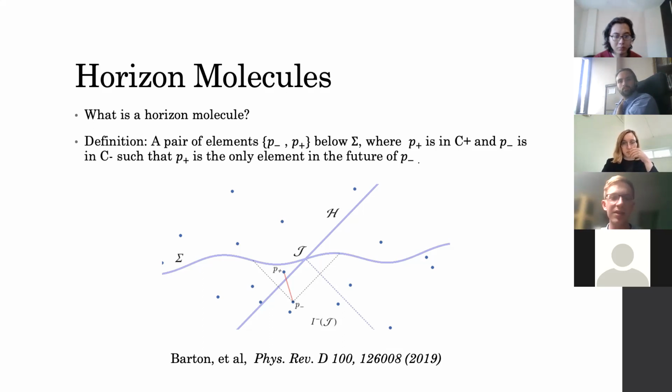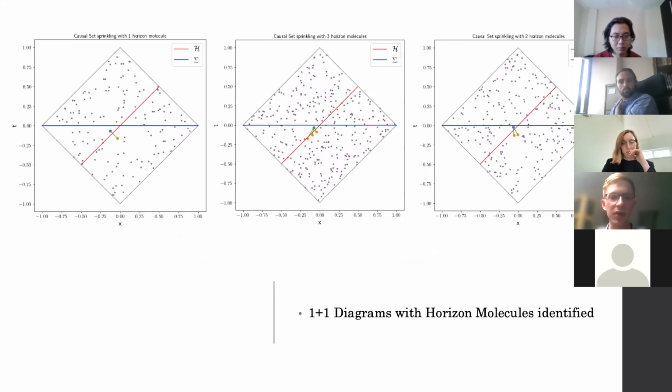From our defined link matrix, we extracted sub-link matrices, and we're able to use that and use vectorized functions to efficiently calculate candidate P minus and P plus points based on the requirement that they need to be maximal in their regions. And it's worth emphasizing at this point that the horizon molecule is the link. It's the pair of the 2 points.